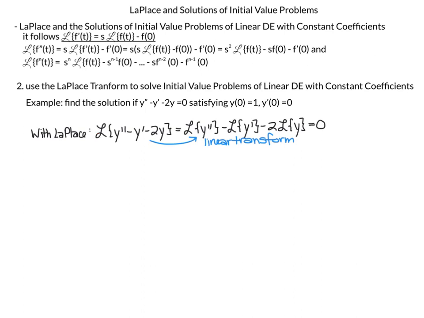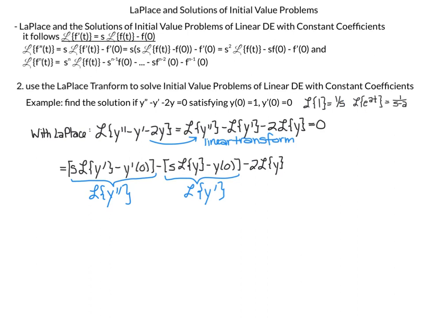So with the Laplace transform, we can look at what is the Laplace transform of y double prime minus y prime minus 2y. Because the Laplace transform is linear, first we can separate this out by each term. So we have L of y double prime minus L of y prime minus L of 2y, but then we can also take out the constant coefficient, so we have minus 2 L of y. Now we can use our formulas for derivatives.